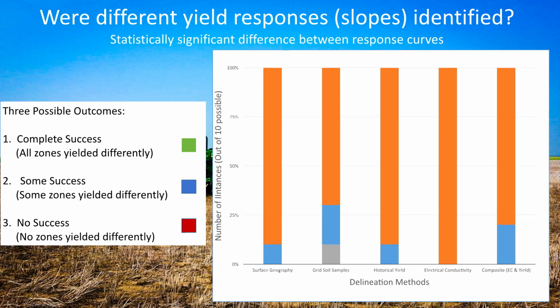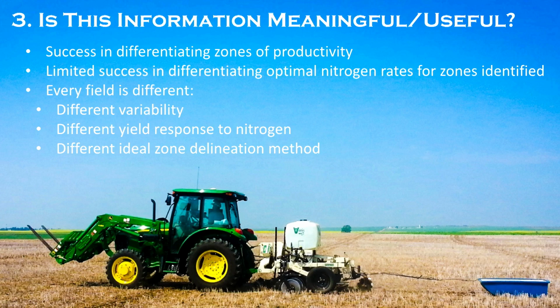But from a response standpoint, it's a different story. We had very little success in identifying zones that could be managed meaningfully differently based on nitrogen, or based on yield response to nitrogen. So to come back to point 3, is this information meaningful and useful? Well, yeah, we've been able to identify zones of different productivity with soil sensors, and I think that's a pretty big win right there. But we had limited success in being able to differentiate management strategies, especially in the context of variable nitrogen.